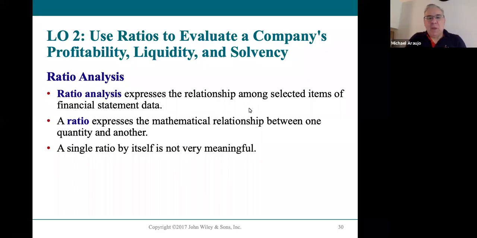Okay, so learning objective 2 introduces you to financial ratios. And like I was telling you before, financial ratios are used to measure the company's health in terms of its profitability, in terms of its liquidity, and in terms of its solvency. So those are the 3 areas we're going to be looking at, okay? But a ratio is simply a comparison, a relationship between 2 numbers.